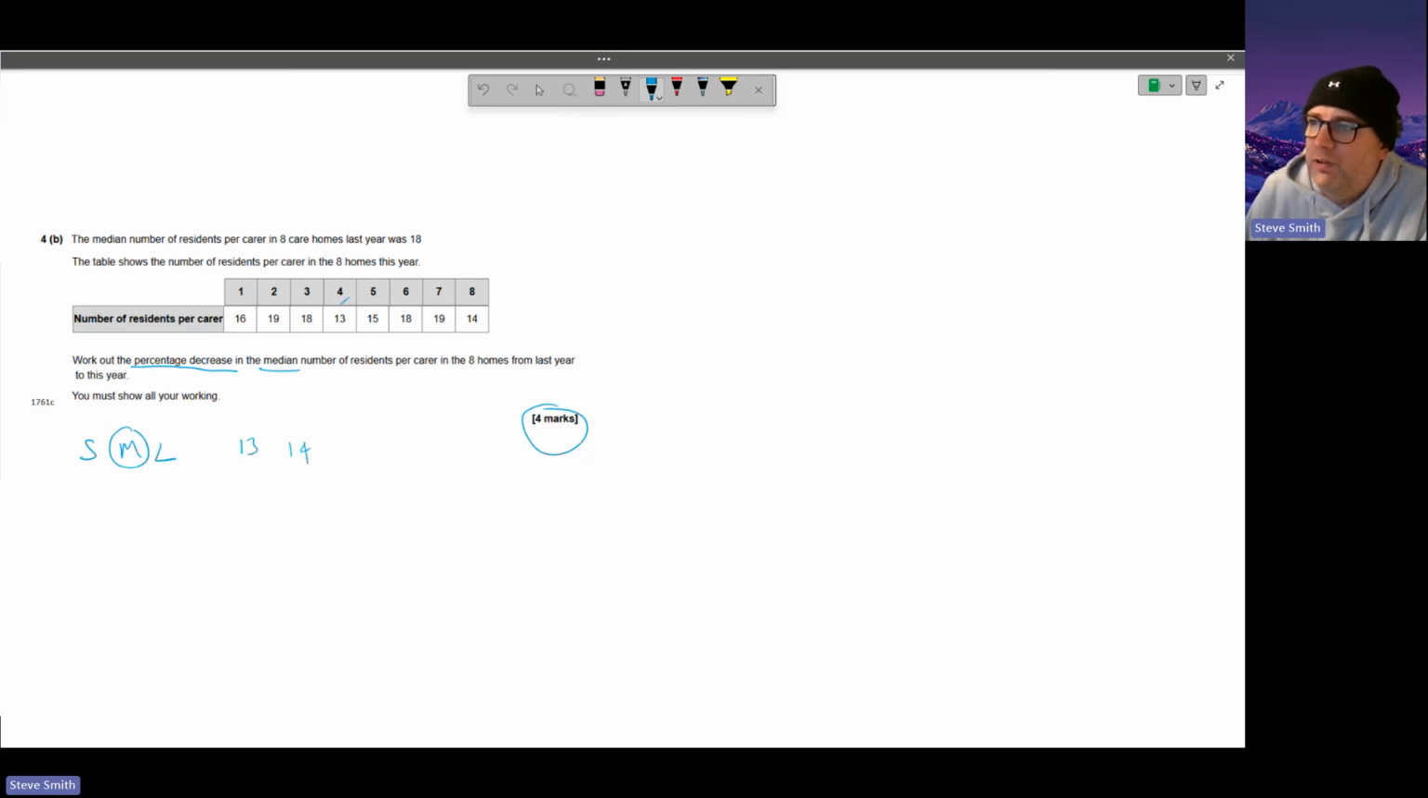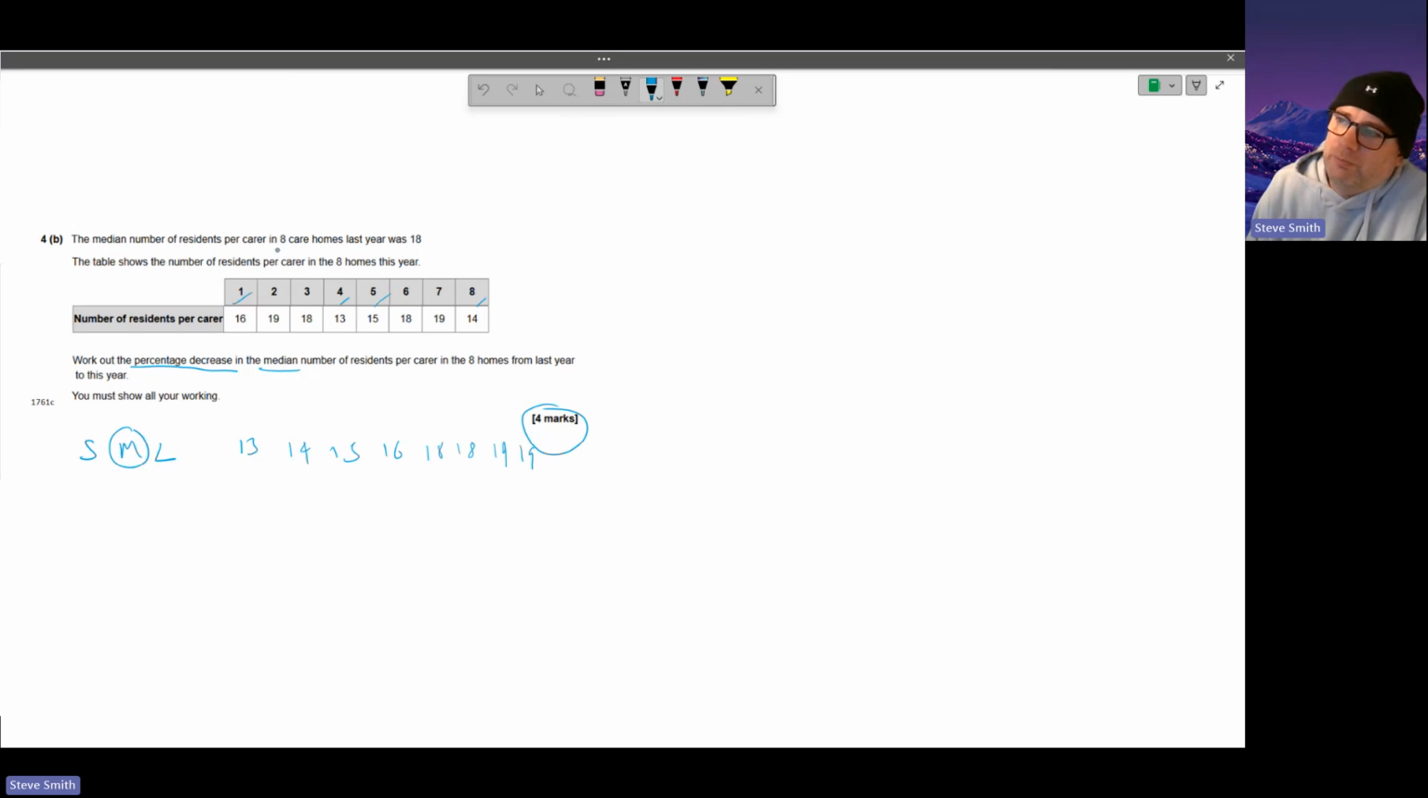14. I'm just going to tick them off as I go, else I'll end up missing one. 15, 16. Oh gosh, they're all different. 16, 18, 18, 19, 19. So 18, 18, 19, 19. That's got a bit squashed at the end.